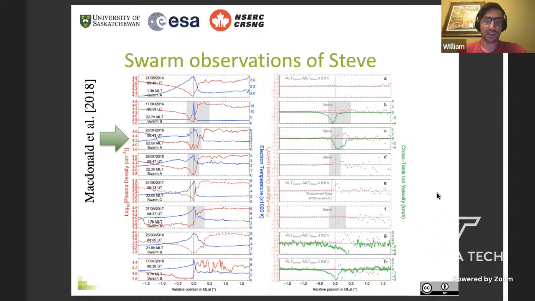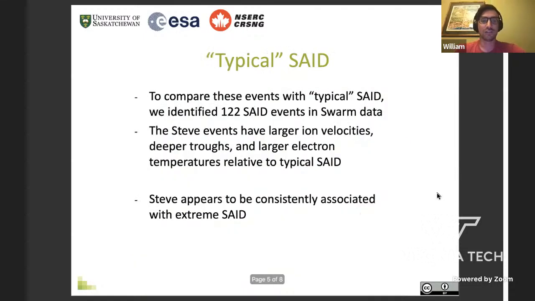But this still asks the question: we have some flow velocities here, and we can say they're big, but how big are they compared to a quote unquote regular subauroral ion drift event? To try to quantify that, we identified as many events as we could in Swarm data. We were using the same instrument set, and we found 122 events within a year's worth of data. Then we can compare the histograms of the plasma parameters associated with those events to the events that we saw alongside Steve.